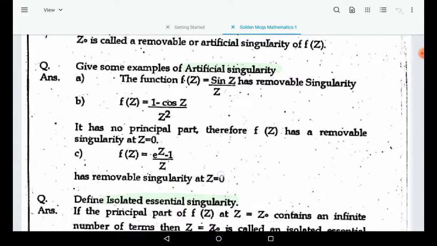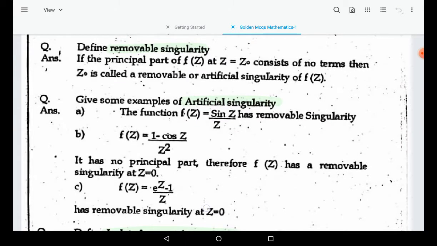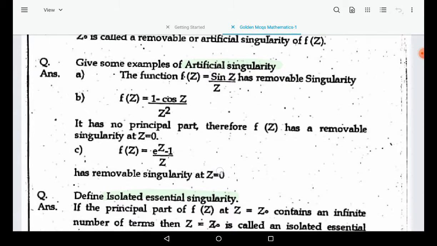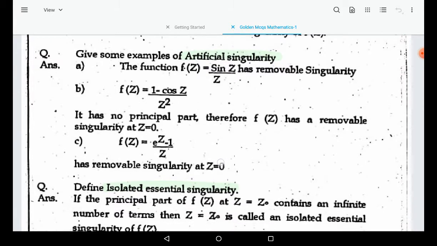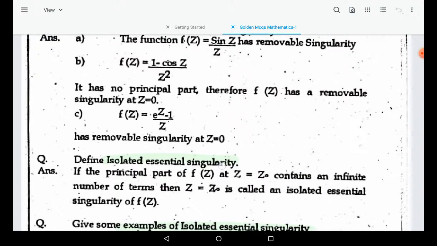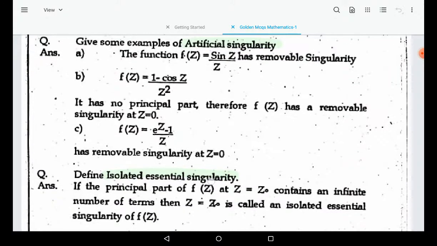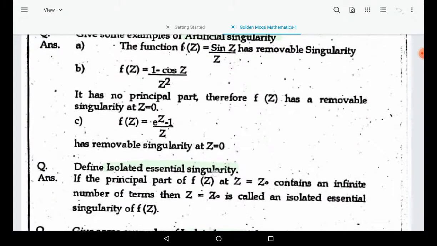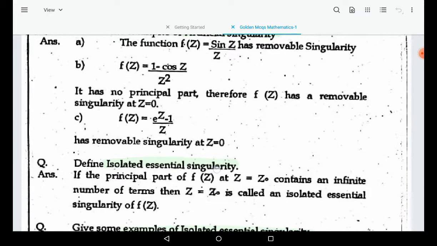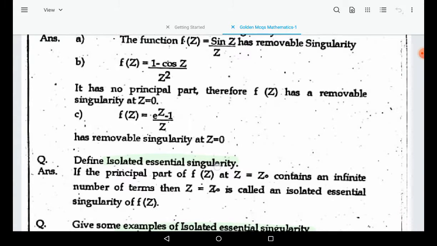Give some example of artificial singularity. The function f(z) = sin z / z has a removable singularity. f(z) = (1 - cos z) / z² has no principal part, therefore f(z) has a removable singularity at z = 0. f(z) = (e^z - 1) / z has a removable singularity at z = 0.